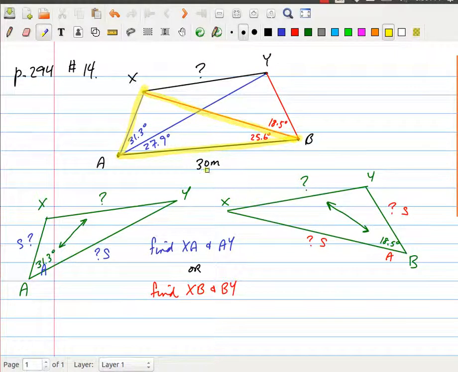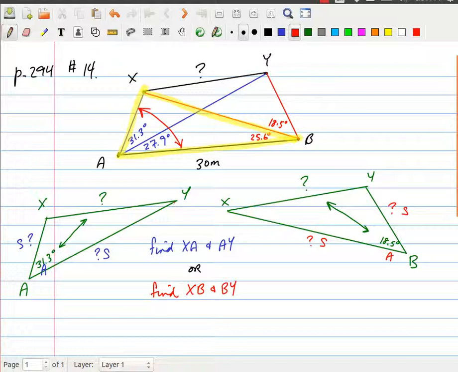And the only additional piece of work I'm going to have to do with this triangle is figure out what this angle is between here and here. But I can do that easily enough. I'm just adding up those two. So let's go ahead, and that's going to let me find the side XA. So I can find XA. Good. Now, does that give me the side AY?